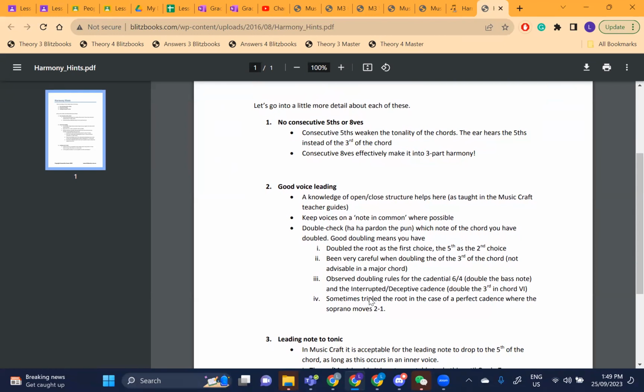Right, so essentially do anything, literally anything. Double a different note, change a chord, whatever, to avoid consecutive fifths and octaves. Essentially, you want to avoid consecutive fifths and octaves at all costs. The golden rule, avoid consecutive fifths and octaves at all costs, means you double a different note or choose a different chord to get rid of the consecutive fifths and octaves.